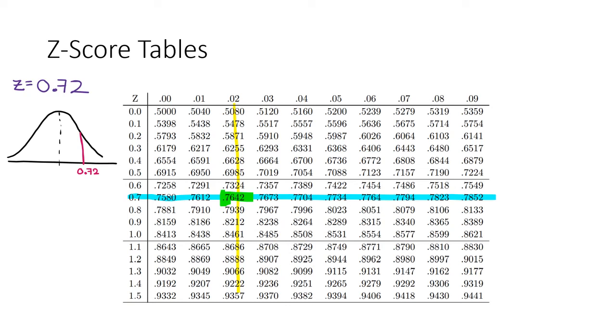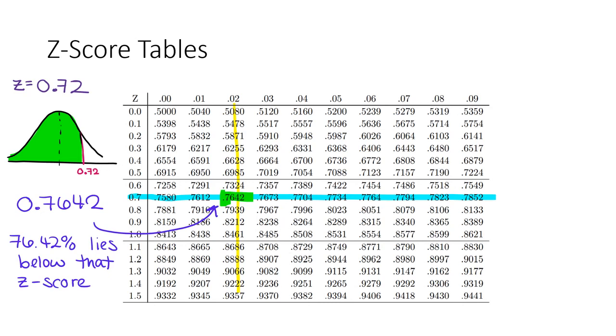So when I have a z-score of 0.72, this table gives me the number 0.7642. What is that number telling me? That number is telling me the percentage of data that lies below that z-score. So that's how this table works. When you look up a positive z-score, you get a decimal. You can move the decimal 2 places over to write it as a percentage. And so in this case, I know that 76.42% of the data lies below the z-score 0.72.